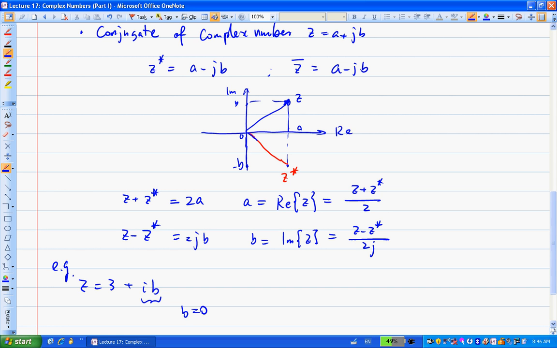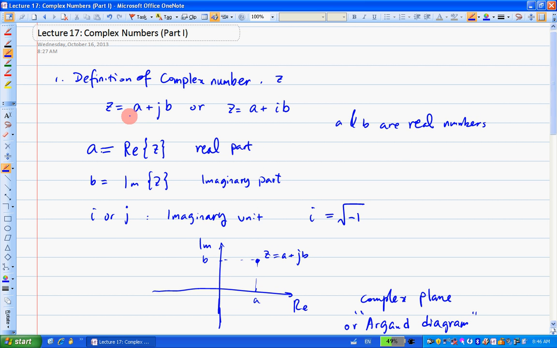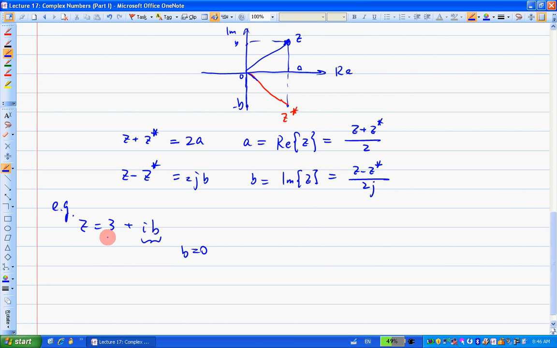B cannot be 0? I didn't say B cannot be 0. I just said Z equals A plus 2B is a complex number, and A and B are real numbers, which means both of them can also be zeros. So is Z equal to 3 a complex number? It is.